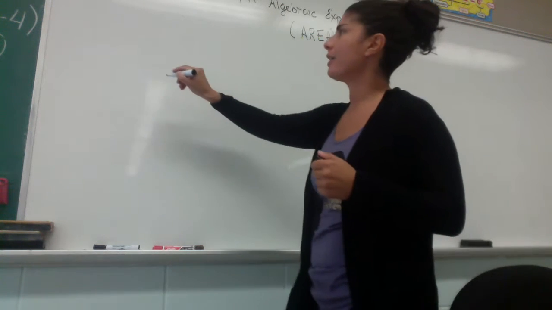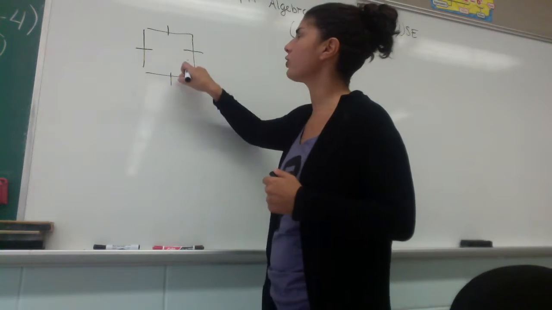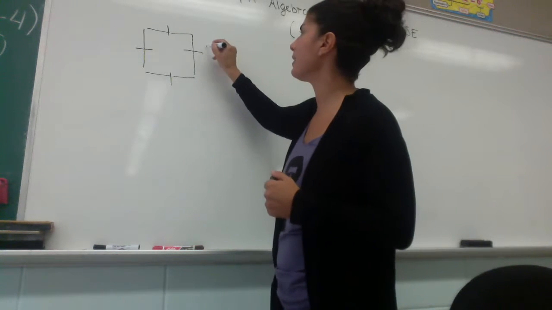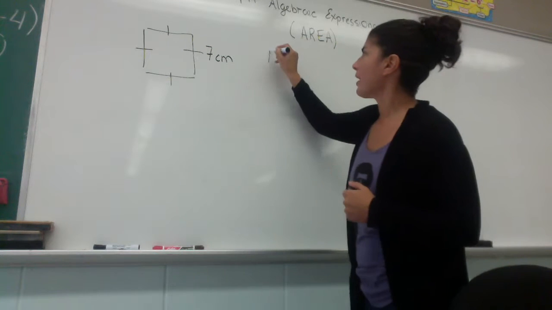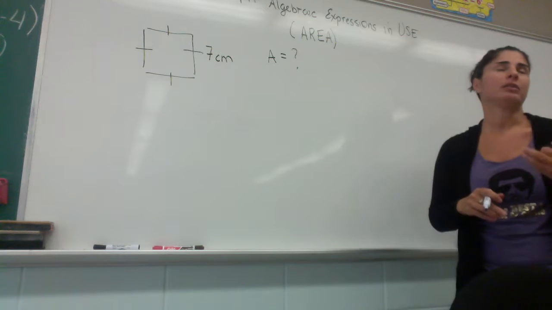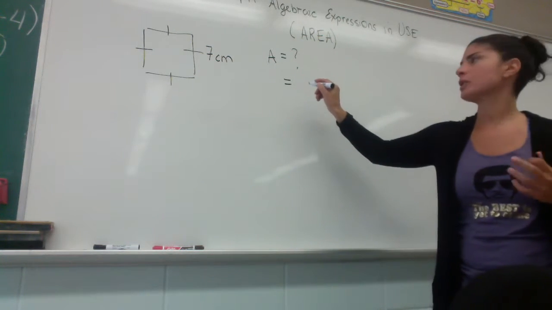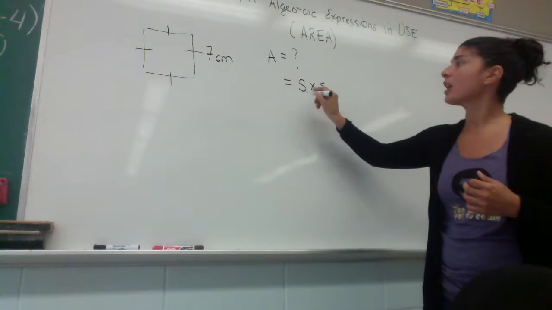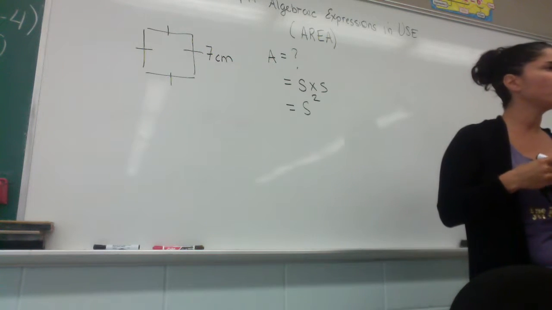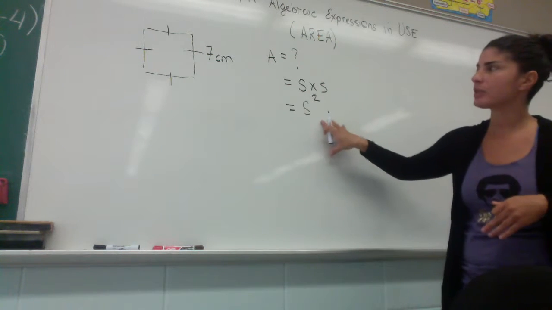If I asked you, find the area of this square that has a dimension of 7 centimeters. What is the area of this square? Well, in grade 7, or even in grade 6 or grade 5, you would know that it's side times side, or side squared. Some of you say length times width, but it's really not, because length times width is more for a rectangle, because they have different dimensions, whereas a square has the same sides, right?